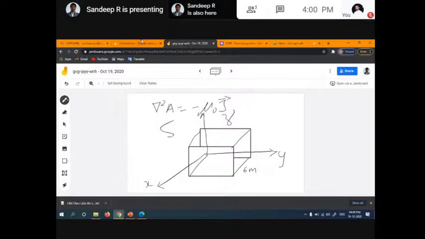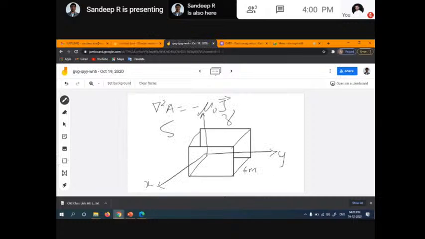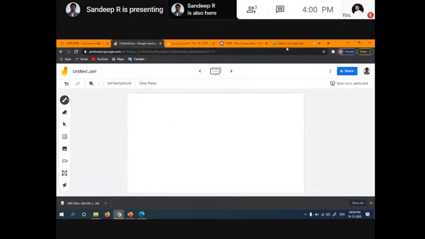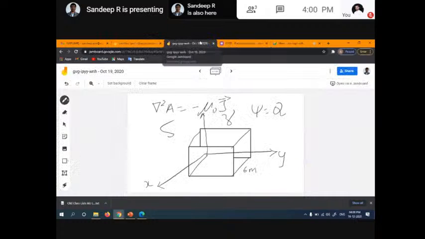Now we know from the Gauss law that the flux is equal to the total charge enclosed, right? So psi will be equal to q. Now we should know what are the charges present within the cube. So we have to see the coordinates. So if you look at the coordinates, the first one is -1, 0, 2.